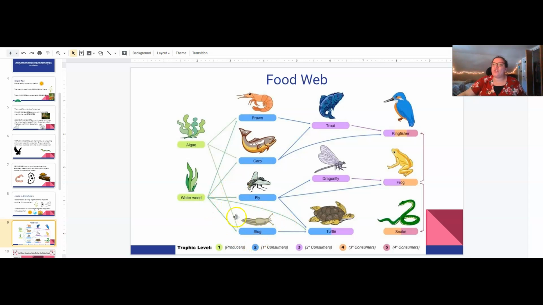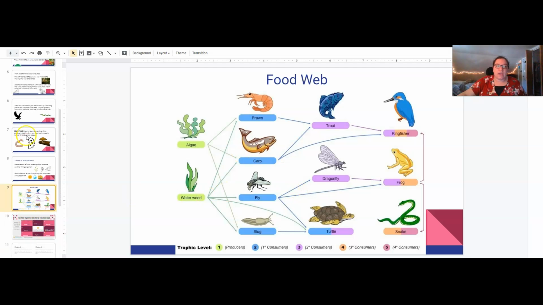These arrows in a food web show where energy is flowing. So the energy from this algae is flowing to the prawn, the carp, and the slug. See, that's where those arrows are going. The fly apparently doesn't eat algae. So the slug, the carp, and the prawn all get energy from algae. And then the trout is also getting energy, but this time from the carp and the prawn. So that's where we see those arrows coming. And finally, that arrow is traveling to the kingfisher, the bird that would eat that trout or that carp. So this is what a food web looks like, and all these arrows are showing the flow of energy.